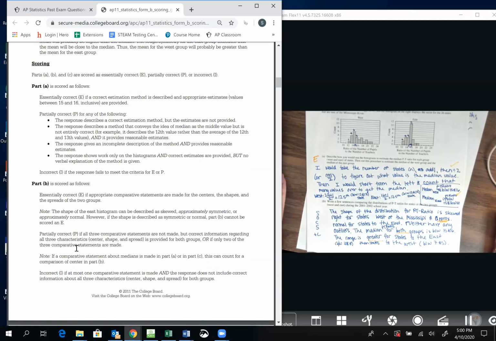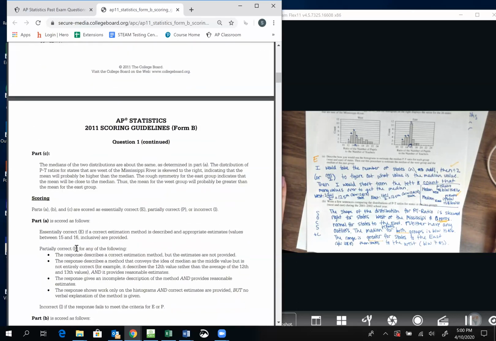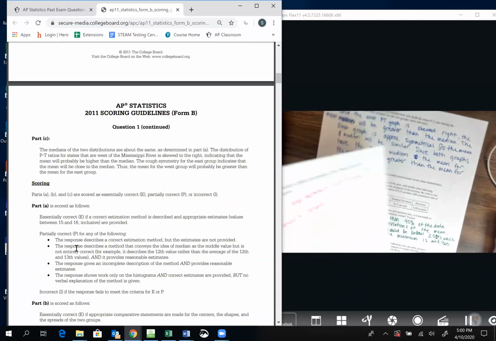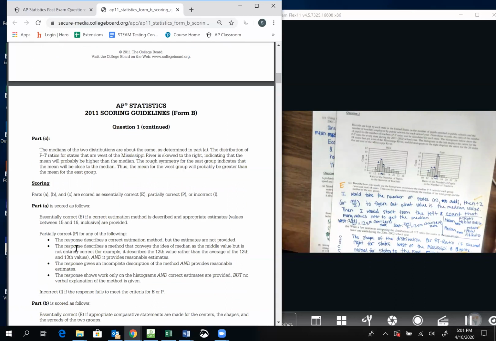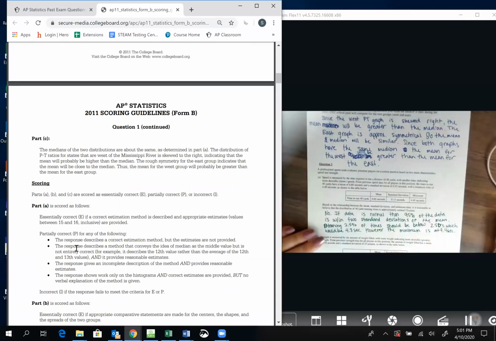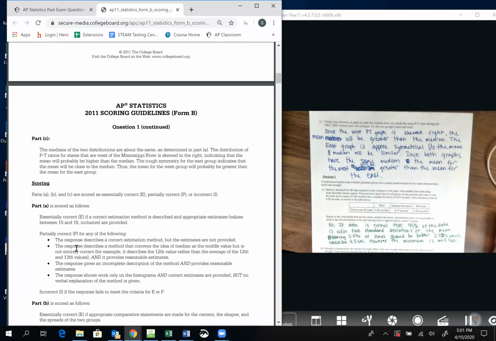Let's look at Part C. Oh, this was essentially correct. Since the west PT graph is skewed to the right, the mean will be greater than the median. The east graph is approximately symmetrical, so the mean and median will be similar. Since both graphs have the same median, so here I compared the median, so if I had forgotten it in B, I would still get credit. The mean for the west will be greater than the mean for the east.